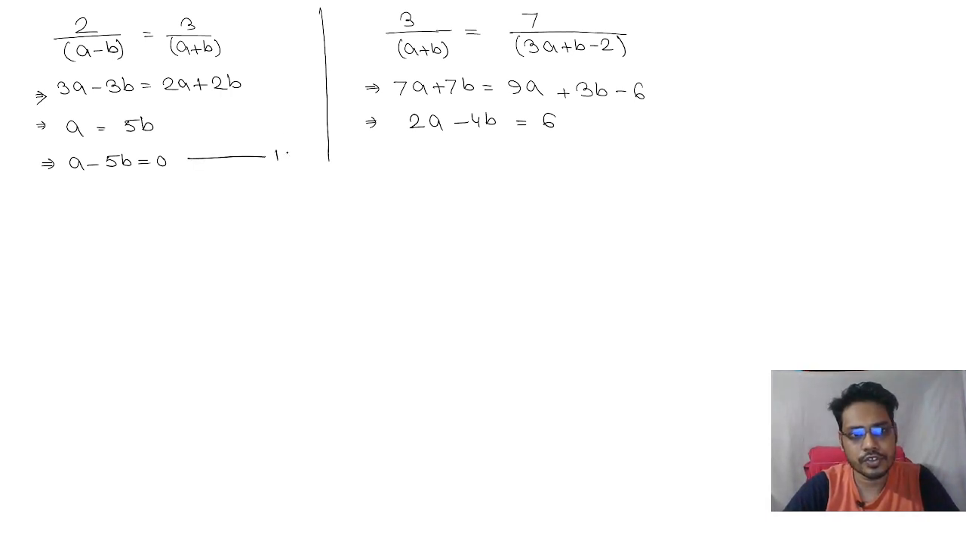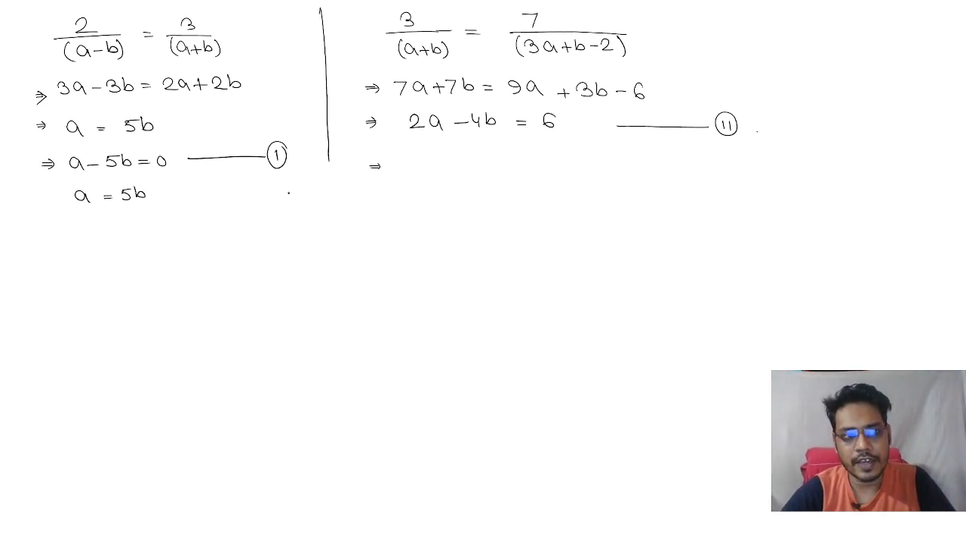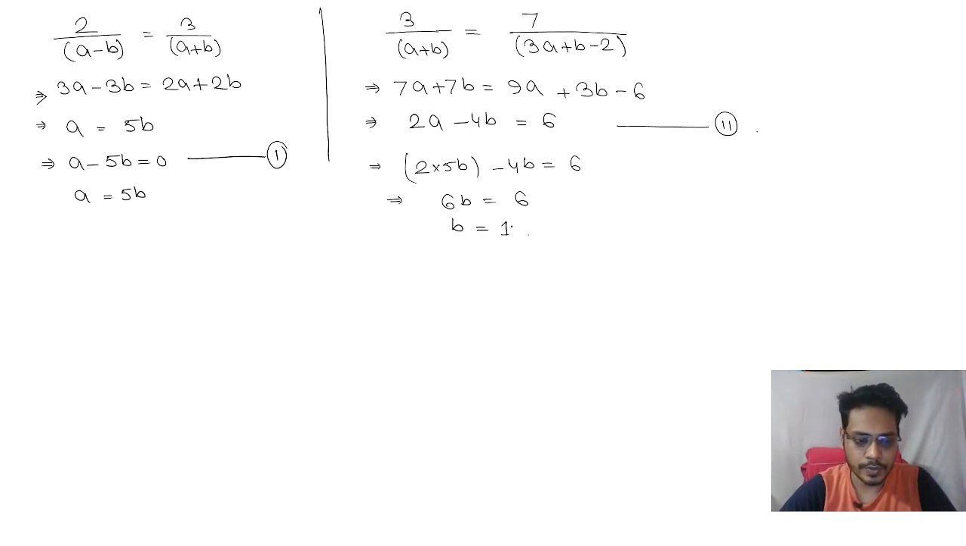Now if it is equation number 1 and it is equation number 2, so you can put the value and get it. So a is equals to 5b here. Now put the value here. Putting the value of a is 5b here. So 2 into 5b minus 4b is equals to 6. That means here 10b minus 4b, 6b is equals to 6. b is equals to 1.